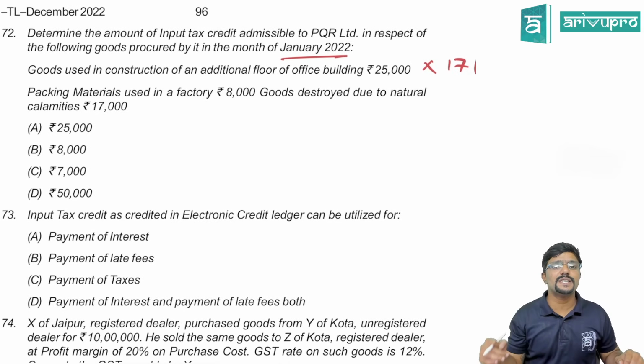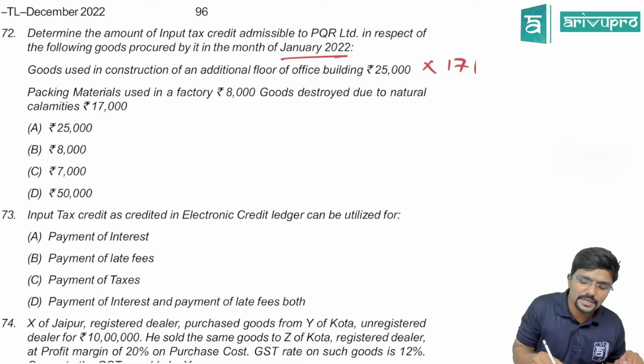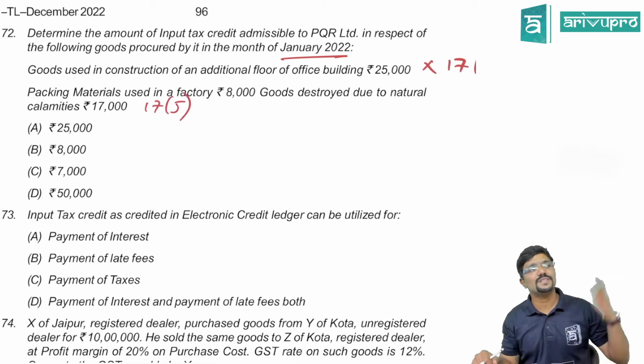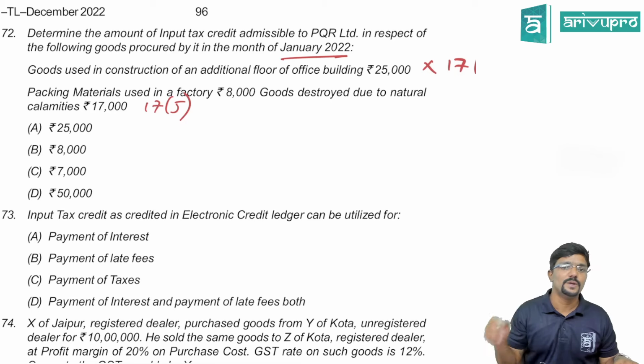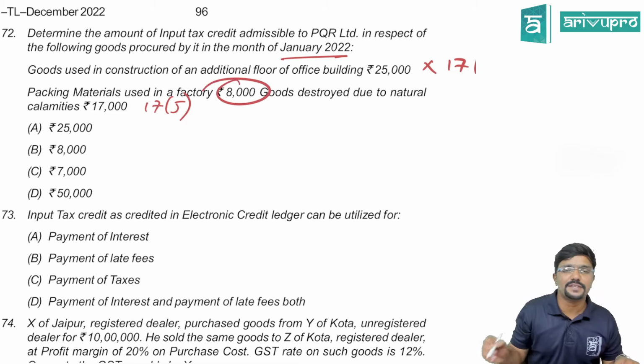Then goods destroyed due to natural calamities, even this is blocked, because there is no outward supply. When there is no outward supply, on inward supply, you cannot claim input tax credit. Even this is one of the points under section 17(5). So how much credit they can claim is only 8,000. Only 8,000.